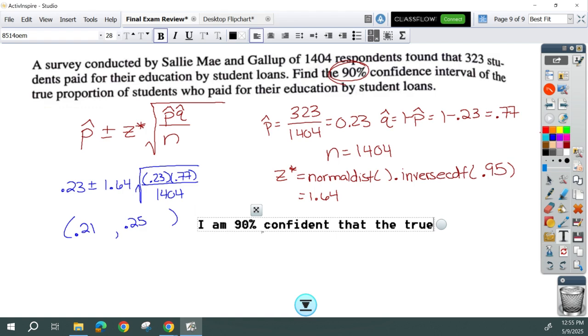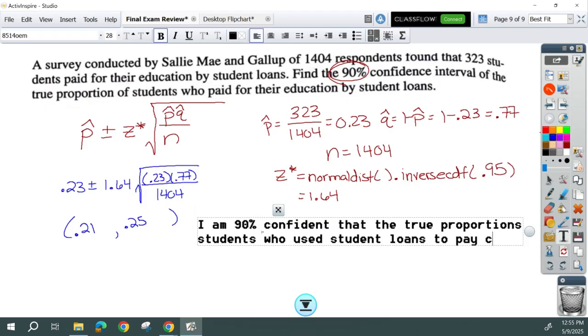And we're going to make sure we say we're talking about proportions here instead of means this time, because we have proportions. Proportion of what? Proportion of students who use student loans to pay for college. And then I'm going to say what we're thinking it's between 21% and 25%. So we're 90% confident. We're not 100% sure, but a 90% confident estimate based on the information we have is that between 21 and 25% of students are using student loans to pay for their college.